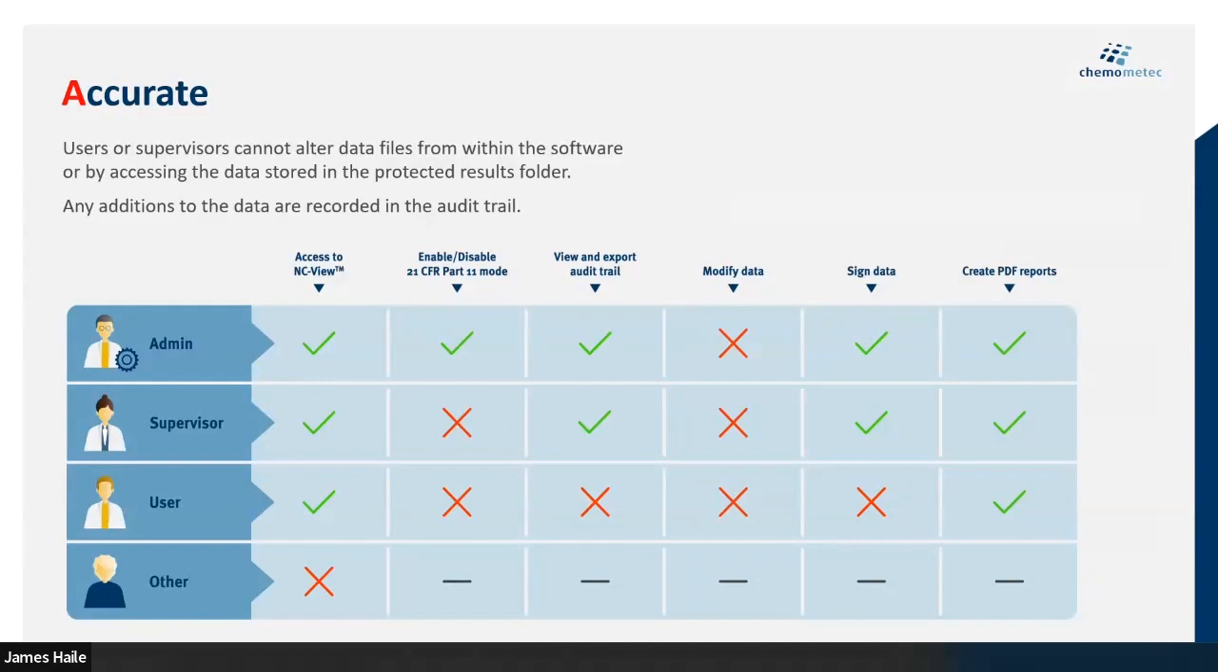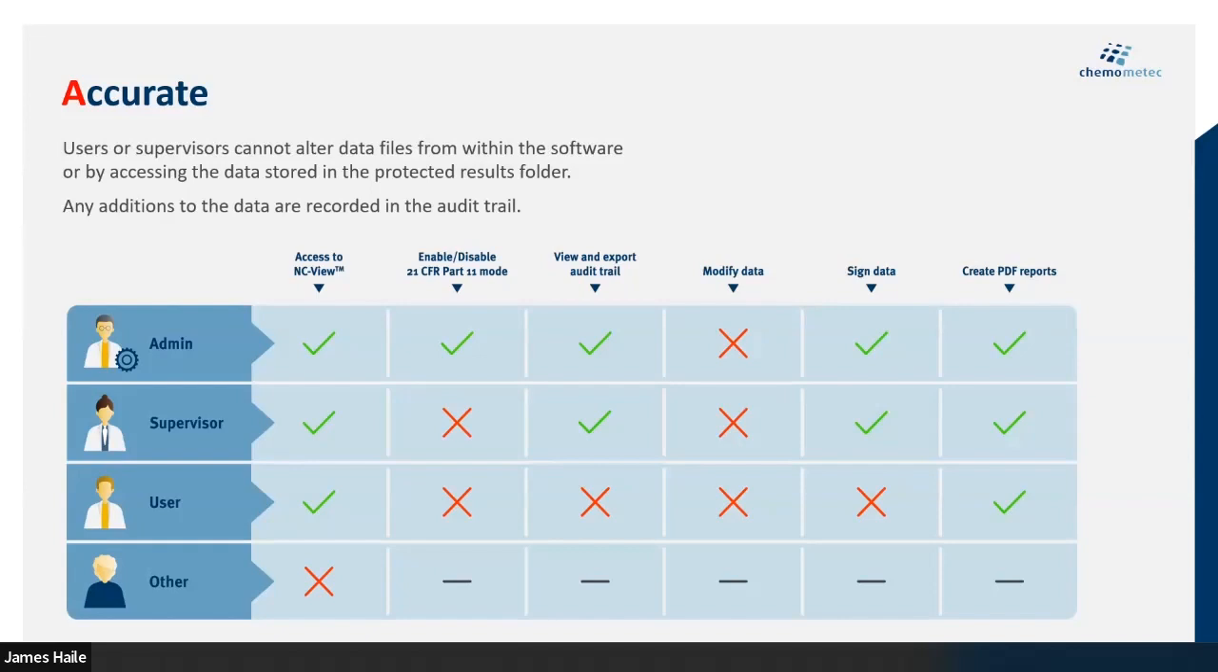Accurate. So within the Windows Active Directory, the different users of the instrument have different authorities. For example, if we look at the bottom of the screen, other user, this is someone who has not been given access to the NCView software. They can't launch it. If they were to try and open the software, this attempt is recorded in the audit trail.